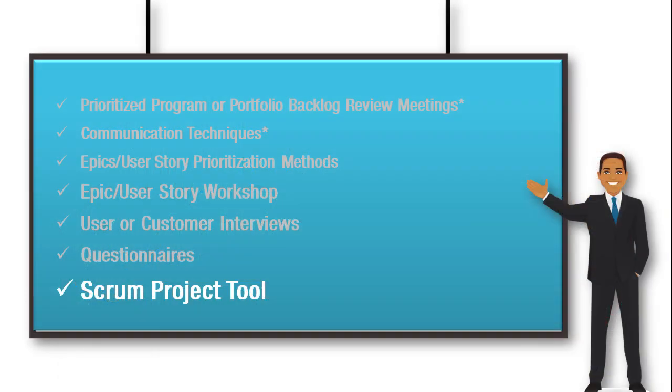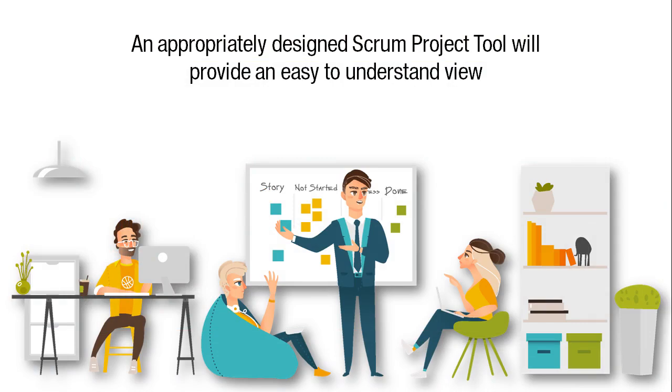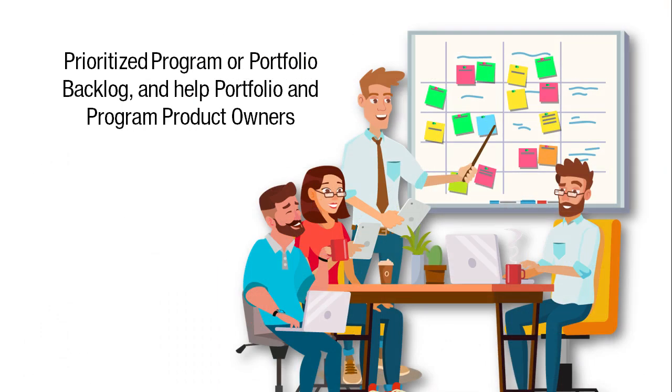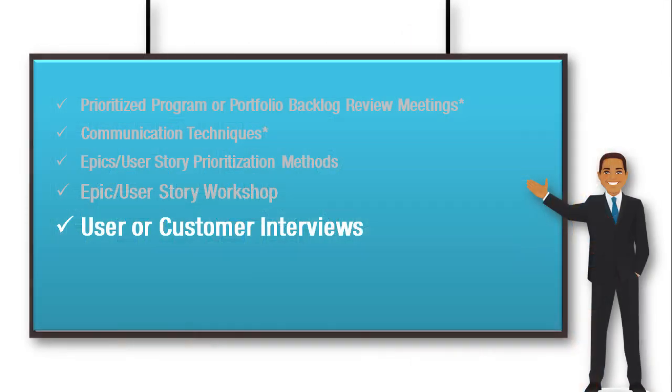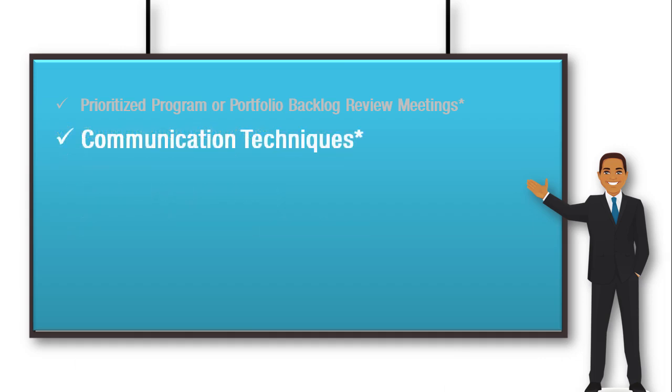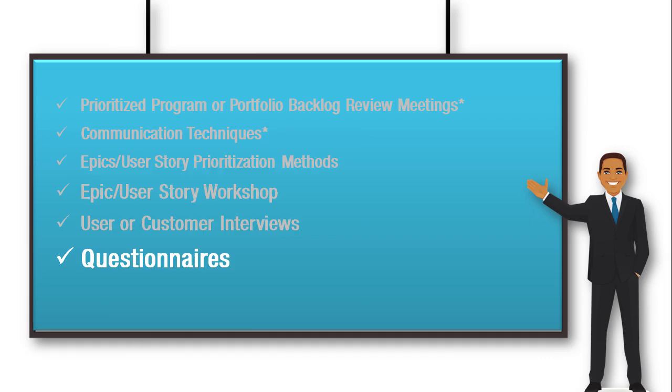Another tool is the Scrum Project Tool. An appropriately designed Scrum Project tool provides an easy-to-understand view of the prioritized program or portfolio backlog and also helps the program or portfolio product owner to view and prioritize the requirements, epics, and user stories. Other important tools are user or customer interviews, communication techniques, and questionnaires.